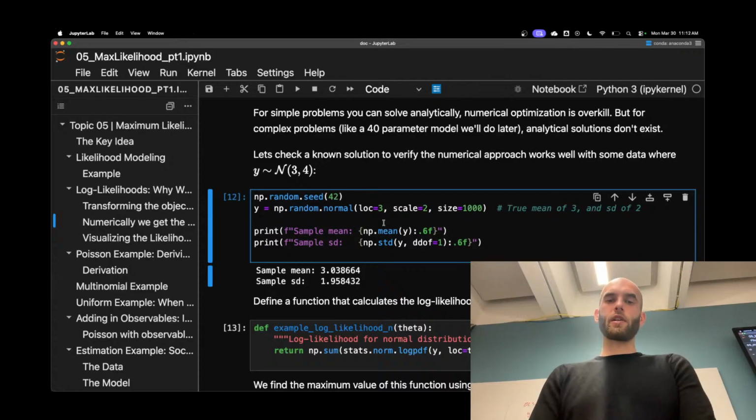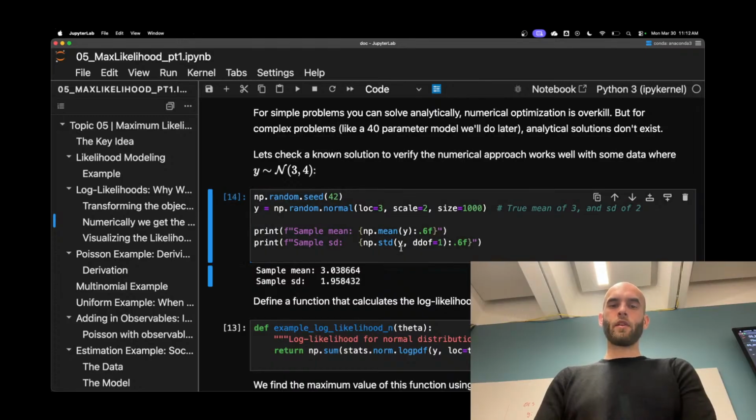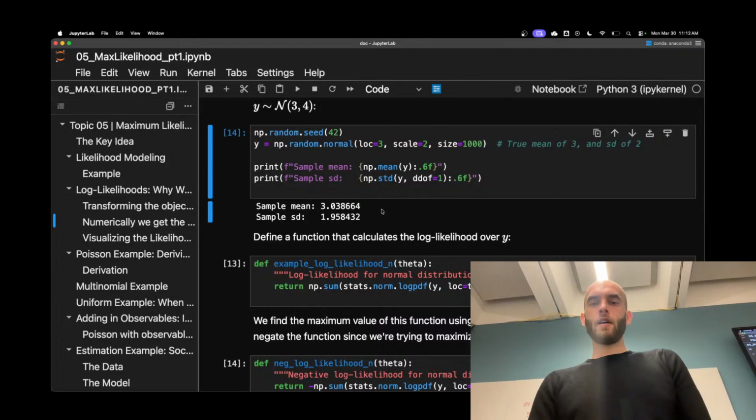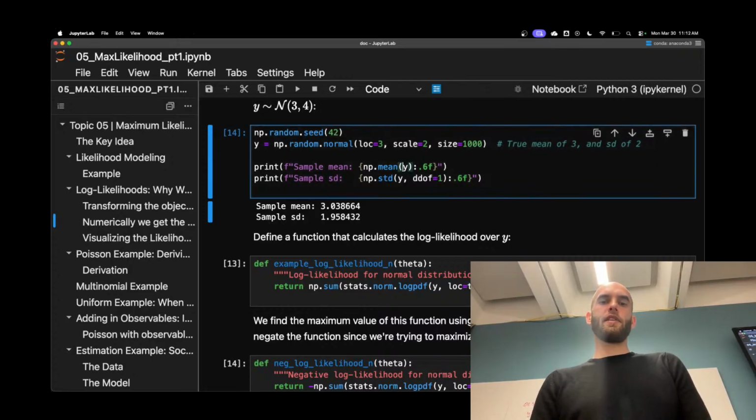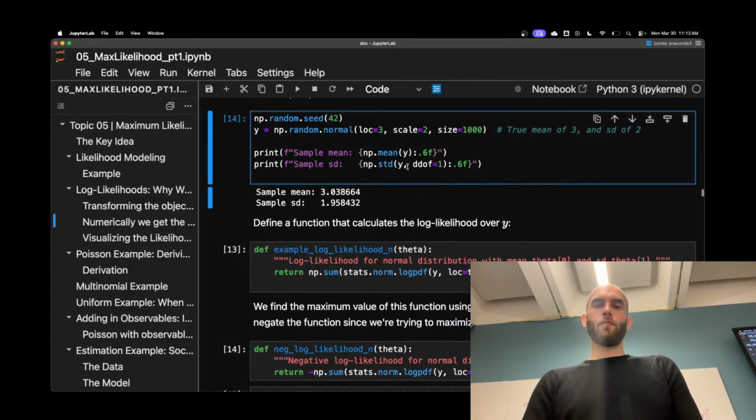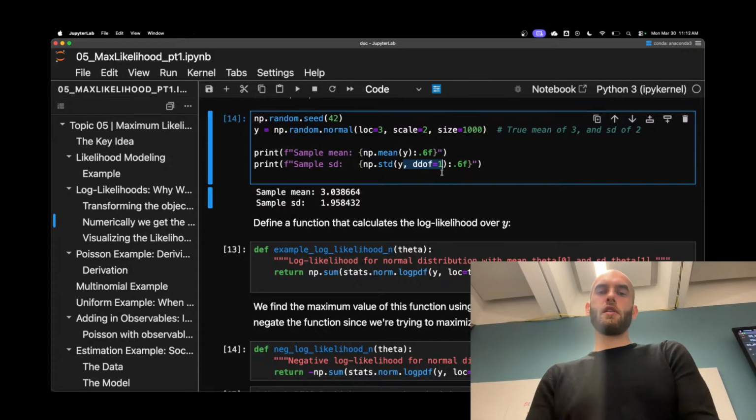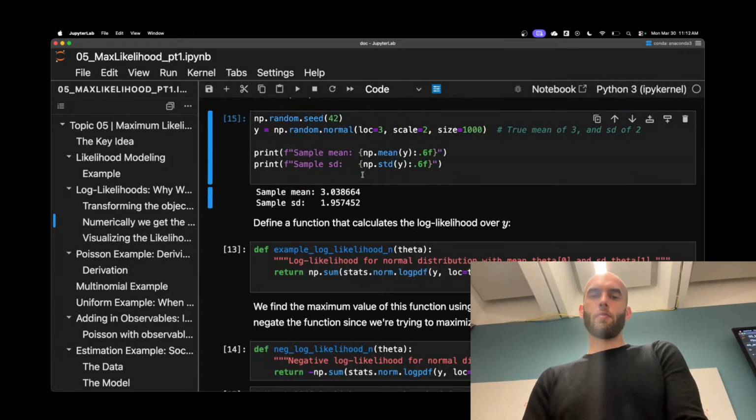So what I'm going to do is just collect 1,000 observations drawn from a normal distribution with a mean of 3 and a standard deviation of 2. So that looks like this. What I'm printing out here are the sample statistics. This is the average of y and then the standard deviation of y. And this, of course, is with a degree of freedom of 1. You could pull that out if you wish.